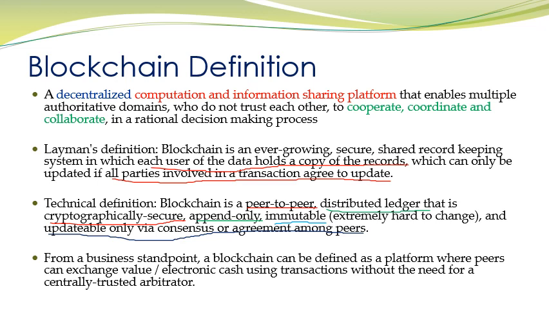A blockchain can be defined as a platform where peers can exchange value or electronic cash using transactions without the need for a centrally trusted arbiter. So the main component of this definition is that the peers can exchange value or electronic cash, and the other main component is that there is no need of a centrally trusted arbitrator. So there is no need of a third party to control the transaction. This is the most important aspect of this definition.